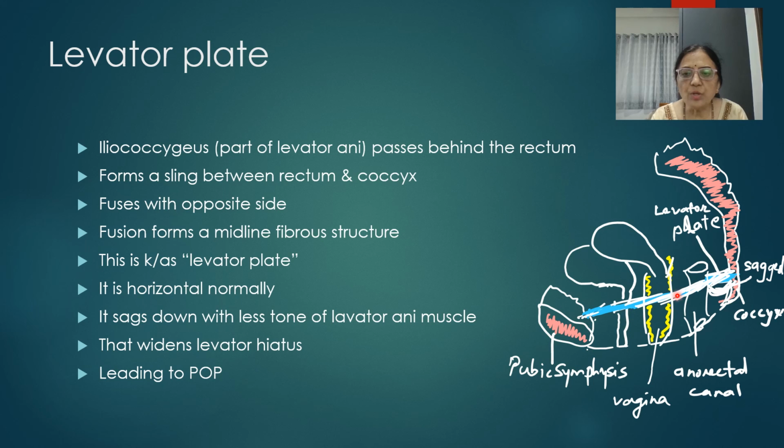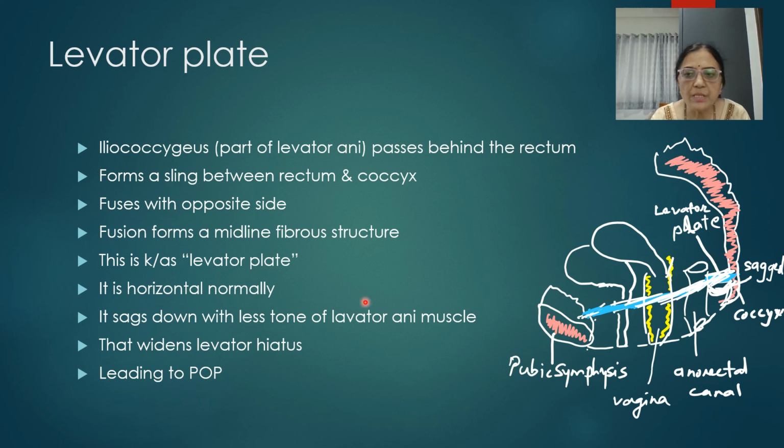So that is mainly pubococcygeus, which is medial, near the midline of the pelvis. Whereas laterally what we have is the iliococcygeus muscle, which arises from the iliac bone and goes to the coccyx. In the center, these two sides join with each other, and a tough fibrous structure forms because of the joining of the two-sided iliococcygeus muscle. This fusion forms a midline fibrous structure known as the levator plate.